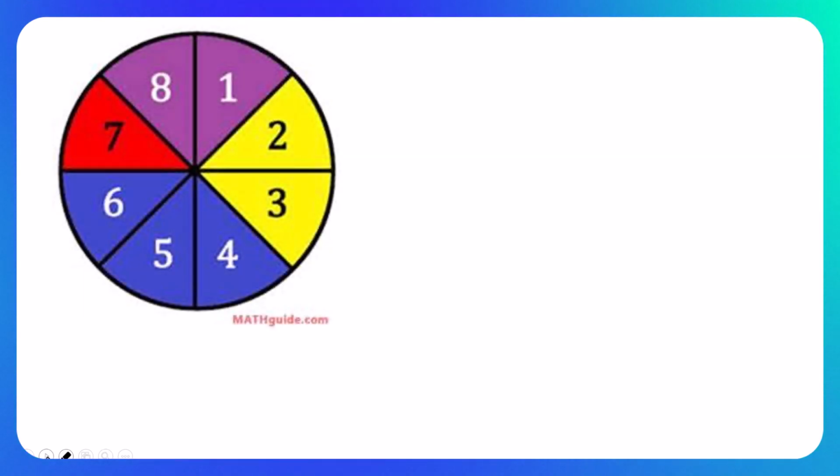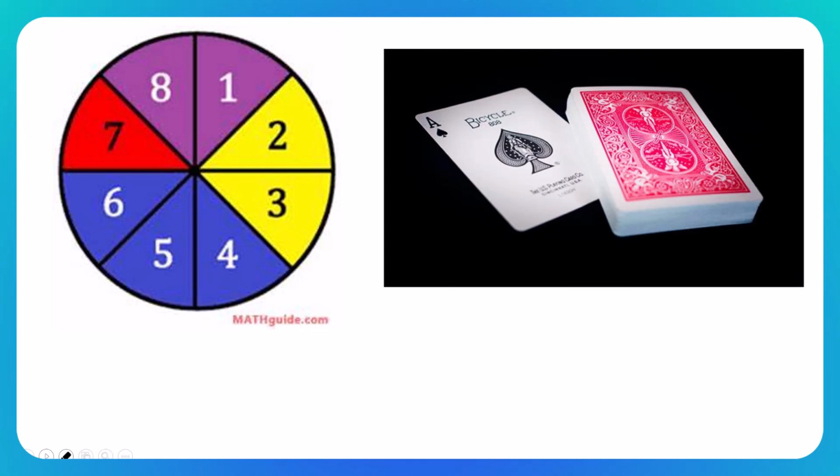All right, in the spinner, I can spin for a number. I have even probability of spinning a 1, 2, 3, 4, 5, 6, 7, or 8. But I have different probabilities of spinning colors, like yellow, that's 2 out of 8 or 1/4. Purple, that's 2 out of 8 or 1/4. Red, that would only be 1 out of 8. And then blue would be 3 out of 8. So the higher probability is the blue. Looking at the numbers, it's going to be even probabilities.